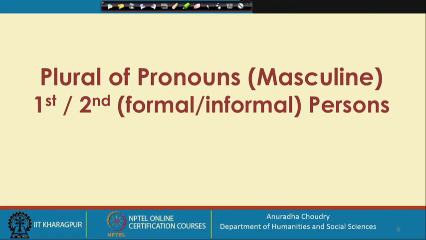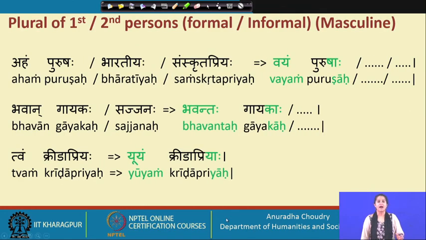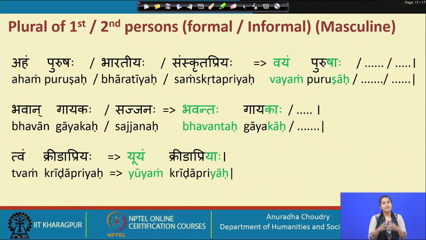Now, let's move on. Let's look at some pronouns that we've already visited earlier. So, we look at the pronouns for the first and the second person, formal and informal, and see how they behave. So, we have aham purushaha. Now, for aham, the plural is vayam. Aham, I. Many becomes we, and that is vayam. So, aham becomes vayam. So, now let's combine it with the noun. Aham purushaha will become vayam purushaha, vayam purushaha. Once more, vayam purushaha.